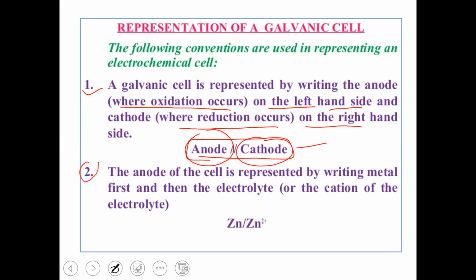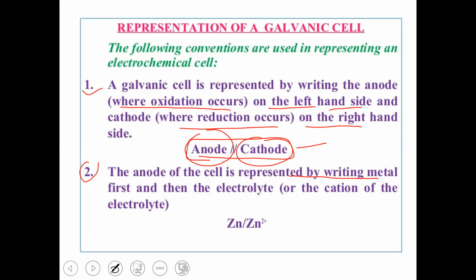And the second one, the anode of the cell is represented by writing the metal first. We can write the metal first, and then we can write the electrolyte or metal ion. So if you want to write the anode of the cell, you have to write the electrode present on the anode side first. Then after that you can write the metal ions.